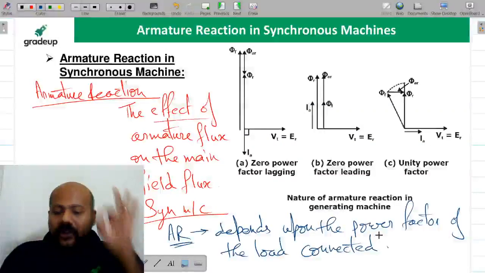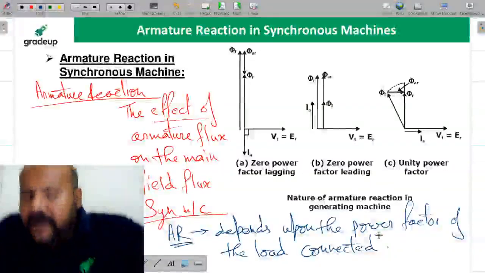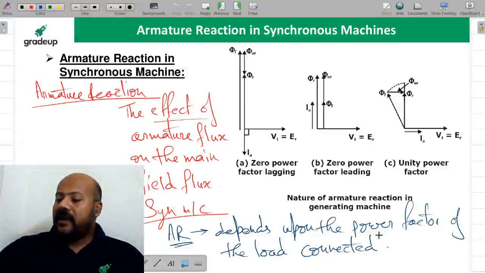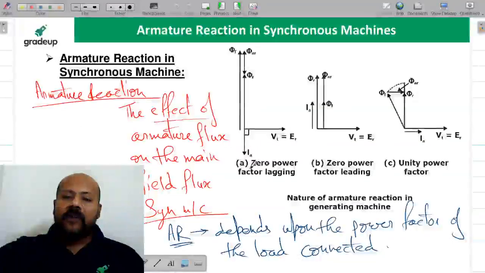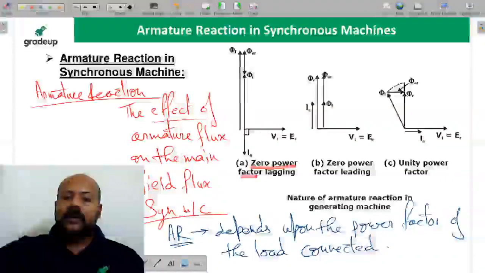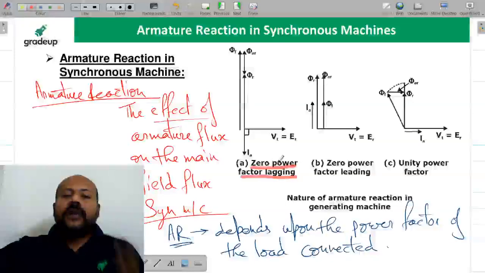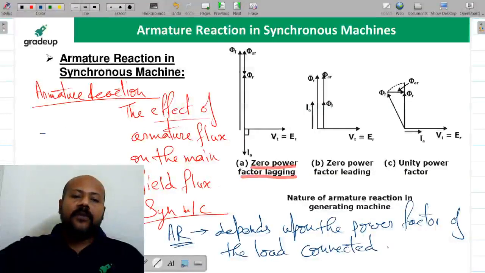This thing you should understand, that why we are taking these extreme cases. Now, what are the extreme cases? You listen to me very properly. When I am saying the zero power factor lagging condition, can you tell me what is the meaning of zero power factor? Now let me give you one quick impedance diagram.